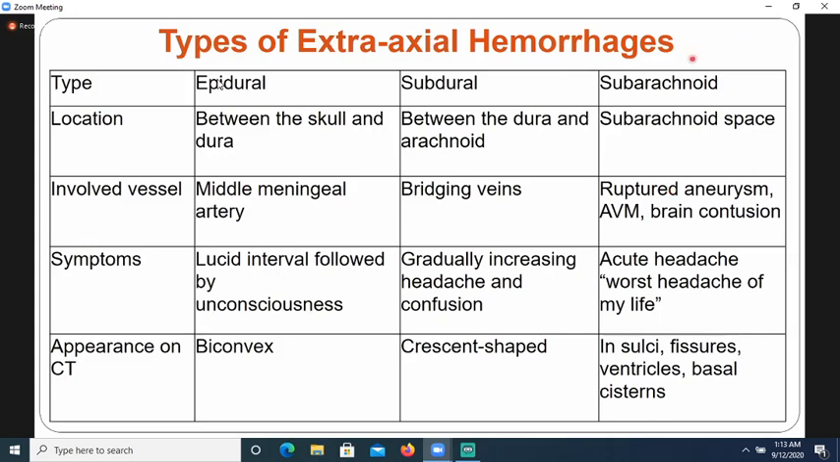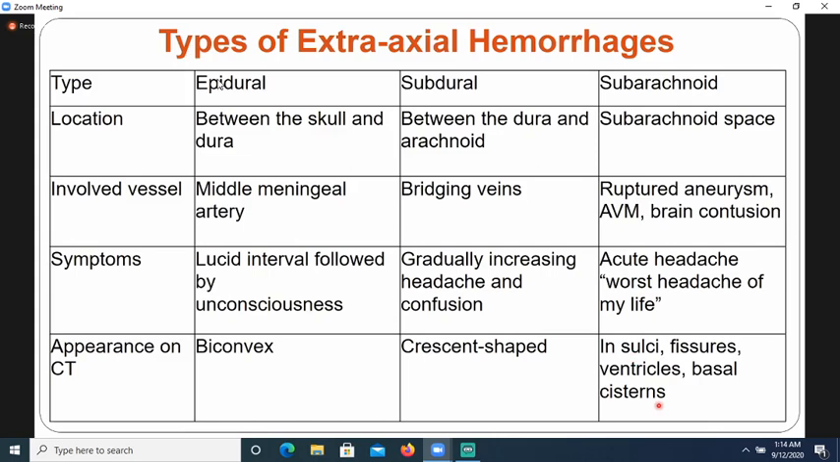The subarachnoid hemorrhage is within the subarachnoid space, meaning below the arachnoid layer. It is mostly due to a ruptured aneurysm. Arteriovenous malformation or a brain contusion can also lead to subarachnoid hemorrhage, in which the patient usually presents with acute headache, with a history of severe or the worst headache of my life. Blood or hyperdensity is seen in the sulci, fissures, ventricle, and basal cisterns. So this is the subarachnoid hemorrhage.